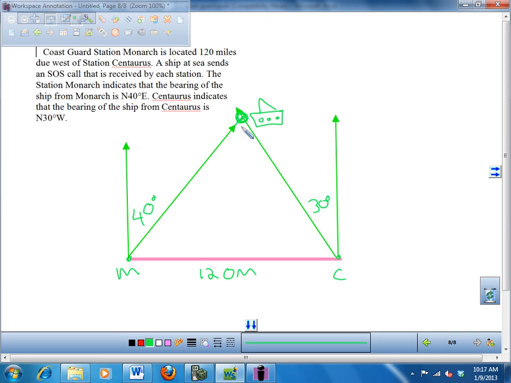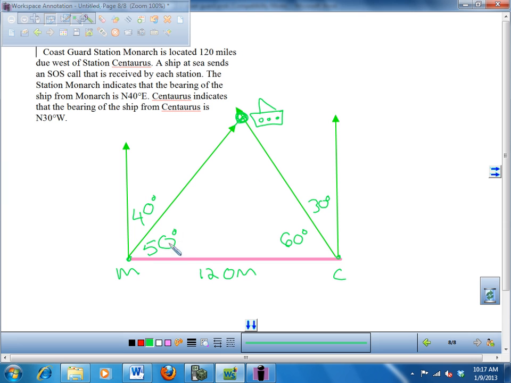And so then all you have to do is figure out which one it's closer to. So if this is 40 degrees, what would this angle have to be right here? 50. And if this is 30 degrees, then this has to be 60. And then you want to find each of these sides.